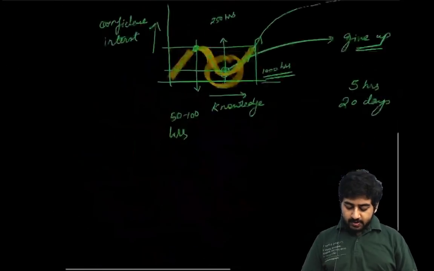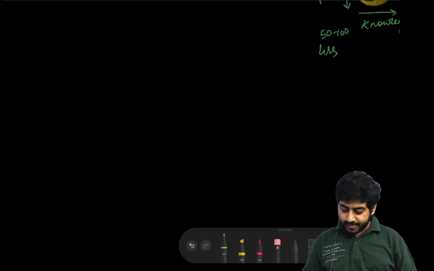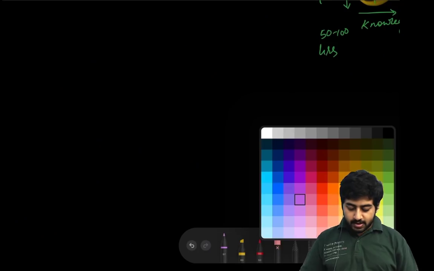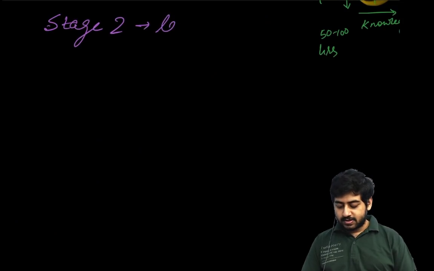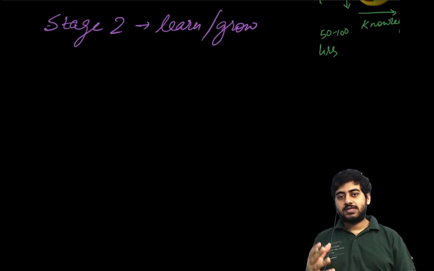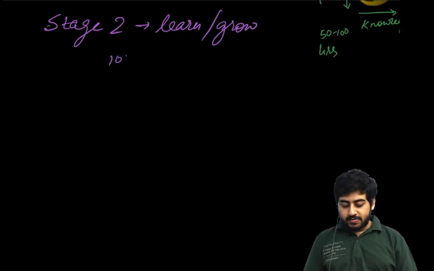So we'll go to stage two, and at stage two level, I think that's where, let's see what color can I do. Okay. So what should we do at stage two? Stage two is where you learn. Stage two is learn or grow, I would say. Now in stage one, you would have found out what it is that you really, really love. Stage two is to spend 100% of your time.